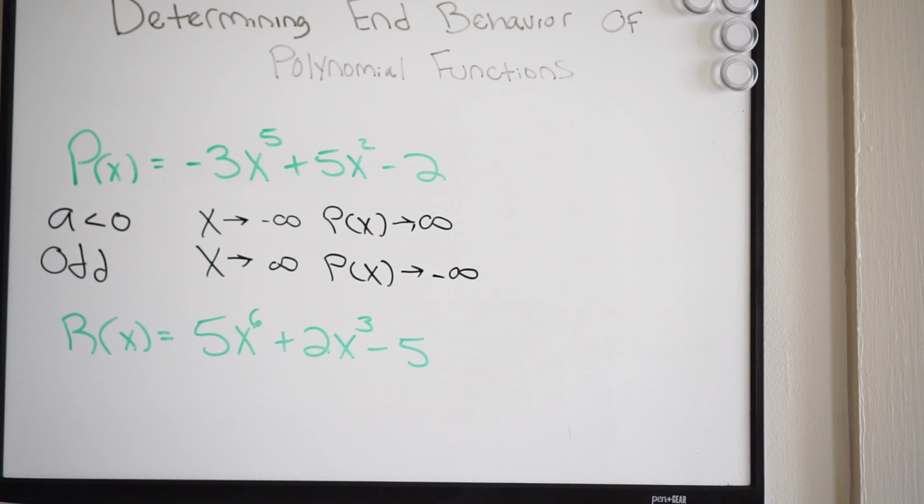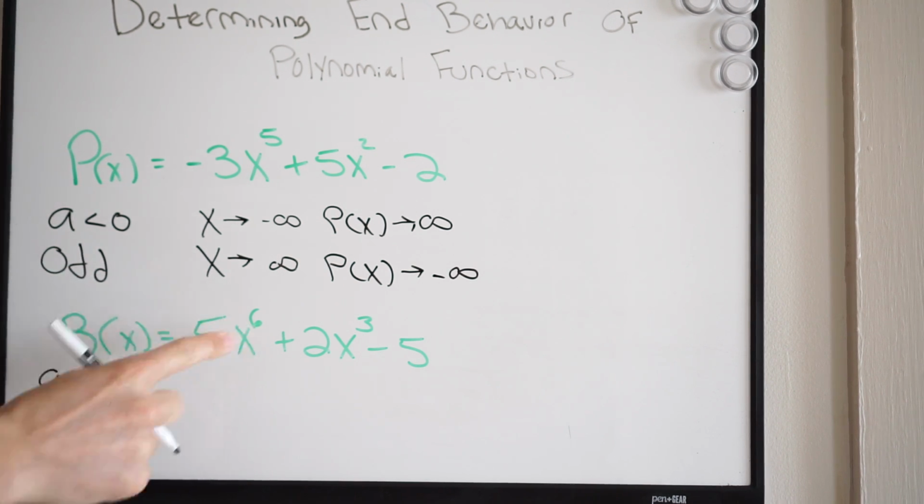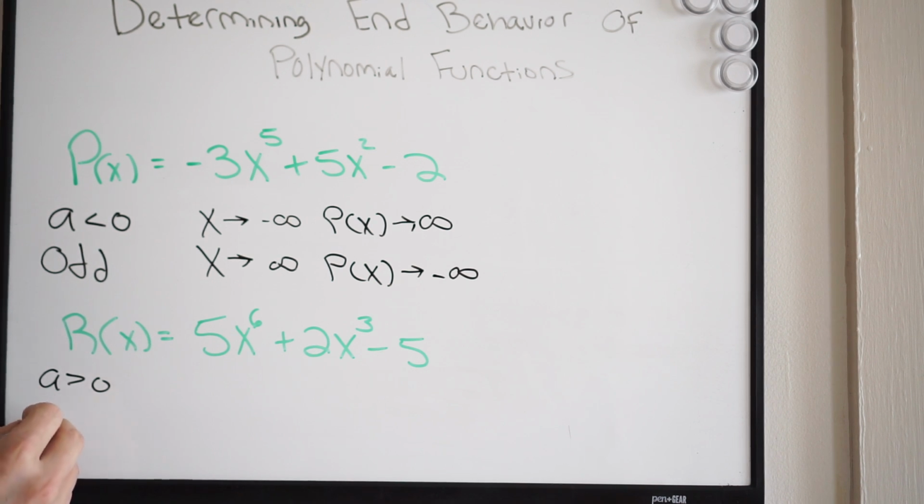So, if we're looking at this function, what is going to be our leading coefficient here? Well, that's going to be 5, and 5 is greater than 0. So we're going to say here a is greater than 0. In this case, we have an even degree, because our degree is 6, so it's even. And then using our table, we can see that if a is greater than 0, and we're dealing with an even degree, we have the following.